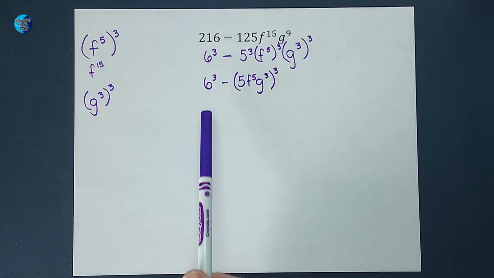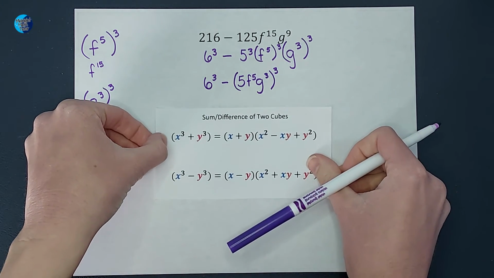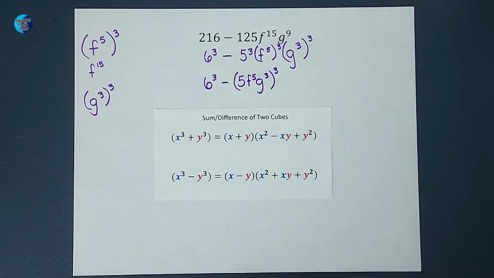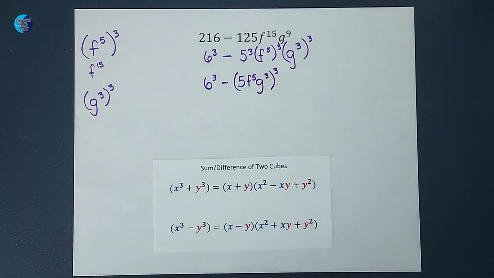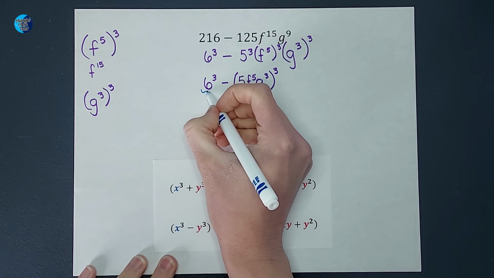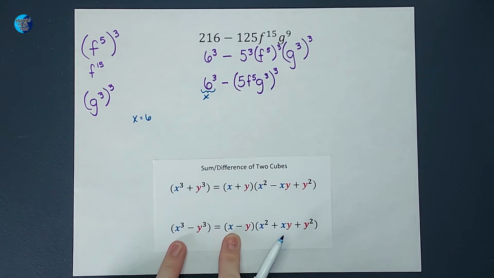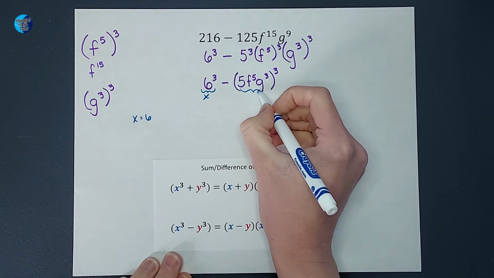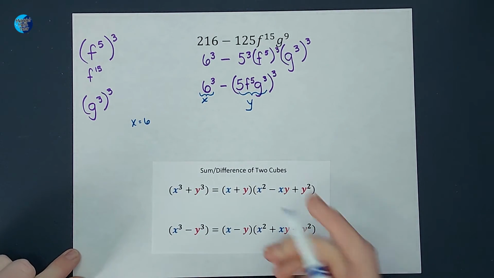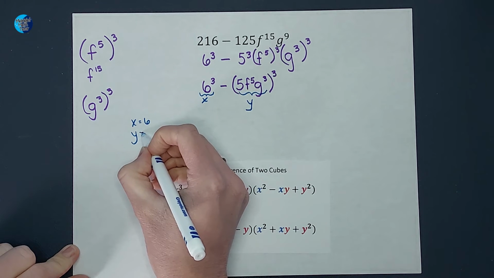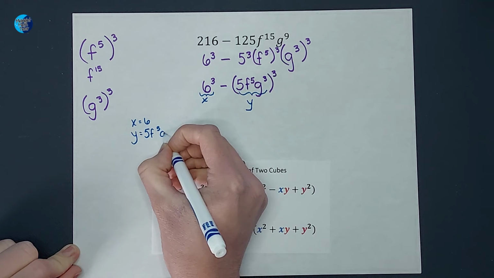All right. Well, now I have a term cubed and a term cubed. So now I just need to figure out what my x's and y's are and plug them in here. So my x is whatever number is in the front, right? So it's 6 here. This is my x. In this case, x is 6, right? And my second term is this 5f to the 5th, g to the 3rd. That is my y. X is 6. Y is 5f to the 5th, g to the 3rd.